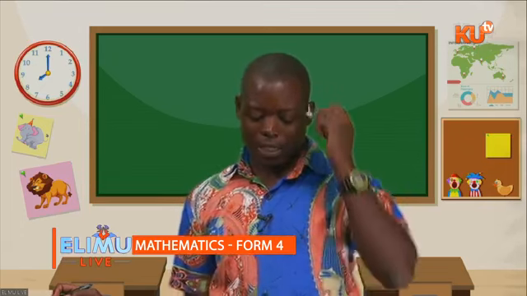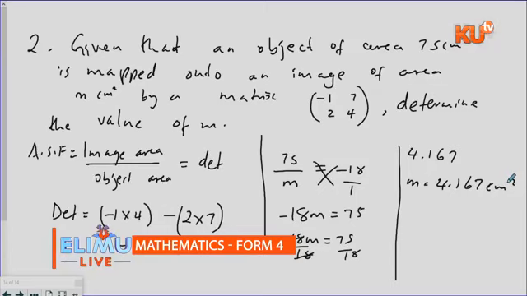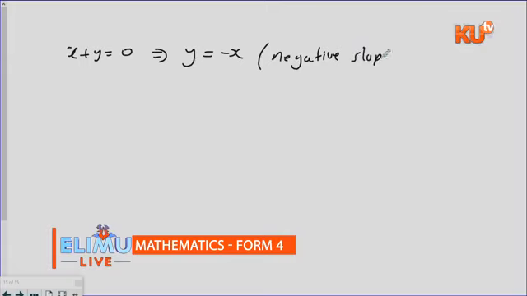So now in this case, the transformation we are dealing with is a reflection in the line x plus y equals 0. If you work it out, the line we are talking about is y equals negative x. This line has what we call a negative slope. It has a negative slope of 1, or simply the gradient is equal to negative 1. That's what it means in this case.